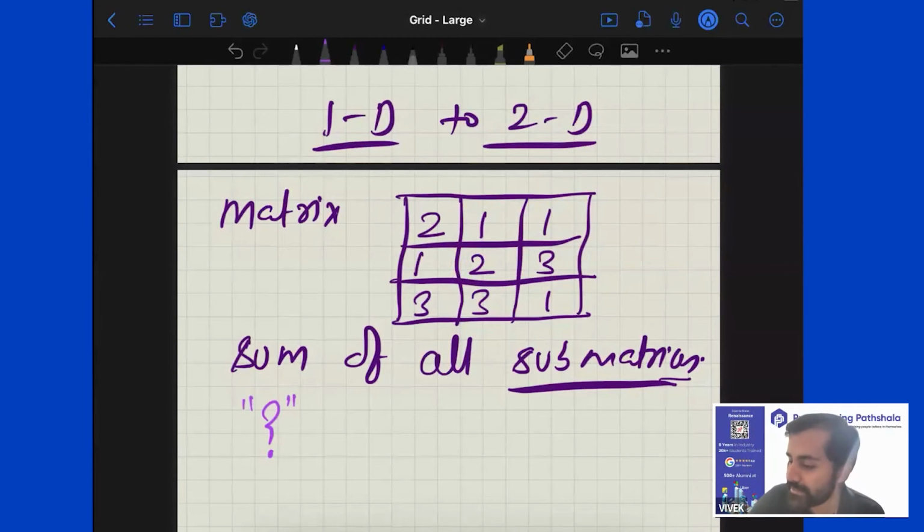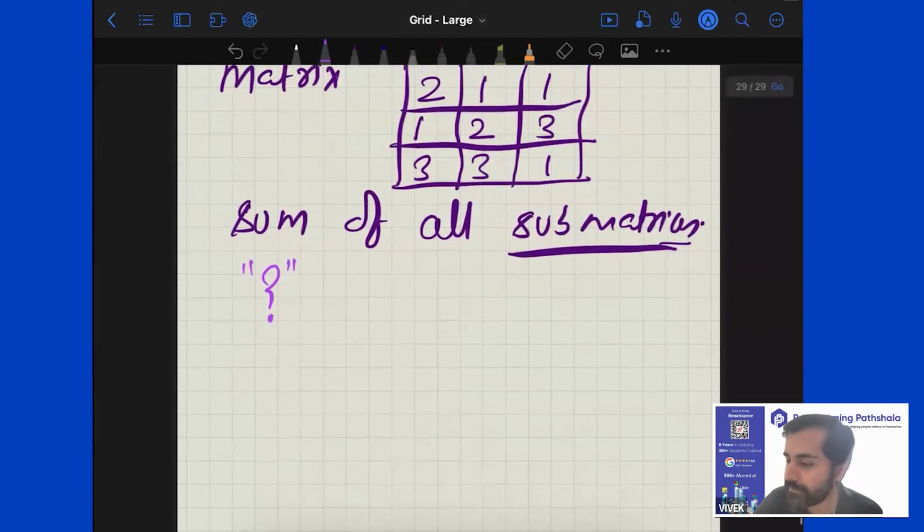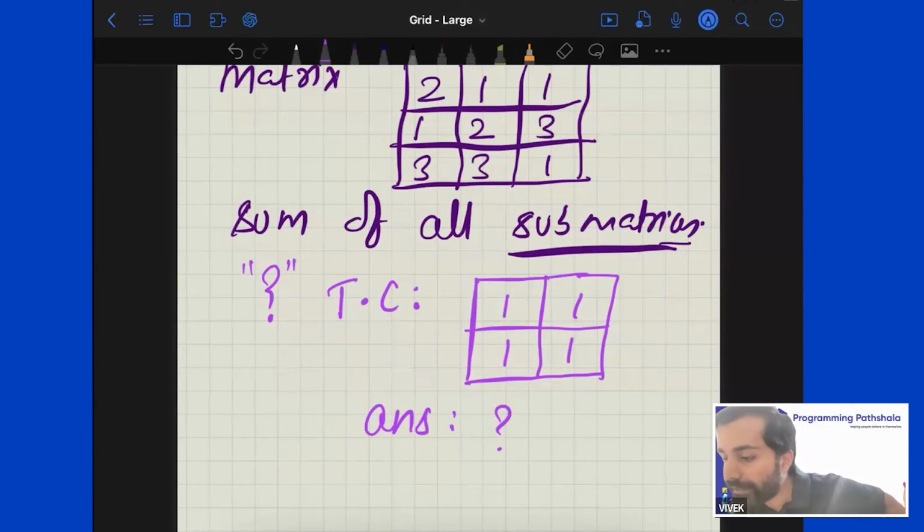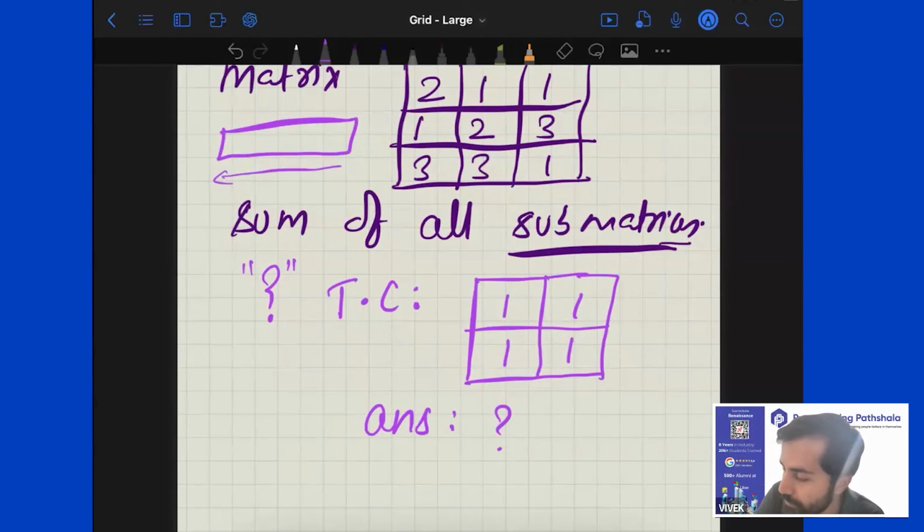Yes or no? So let's take a very simple test case to verify if we understood it. Let's say we just have a 2 cross 2 matrix: 1, 1, 1, 1. Can you tell me what will be the answer for this? Yeah, this whole matrix is also a submatrix of itself. Just like how a complete array is a subarray of itself, a complete matrix is also a submatrix of itself, obviously. So what is the answer that you guys are getting here?